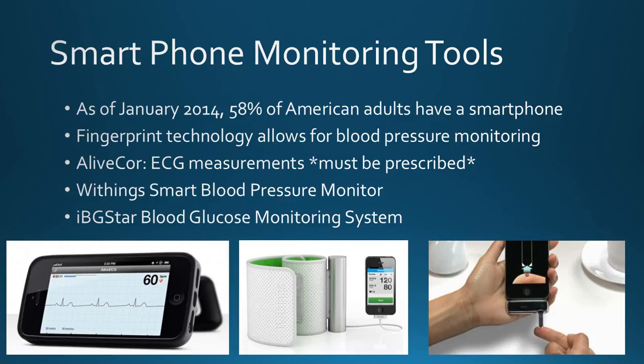And then the last one is the iBG Star blood glucose monitoring system on your bottom right. And this one is very expensive. I didn't see a price for just the connector, but your strips are quite expensive. It's $10 for $72 and $50 for $100. So these are much more expensive than what patients are used to.